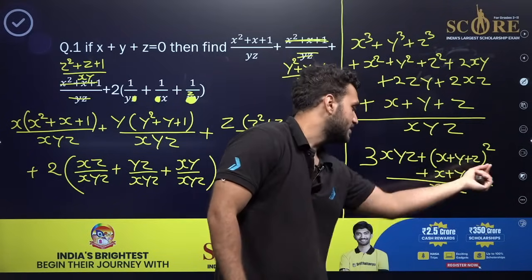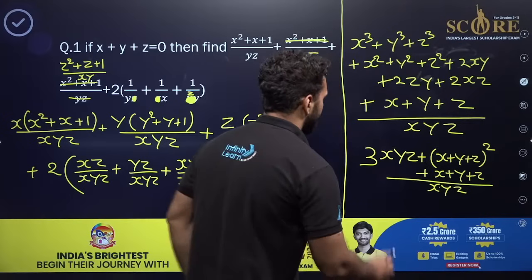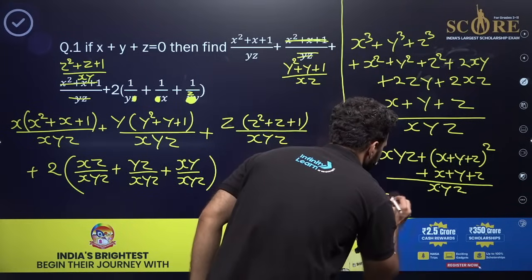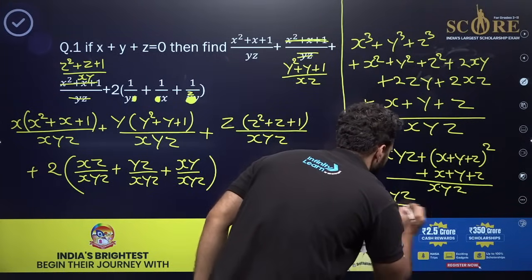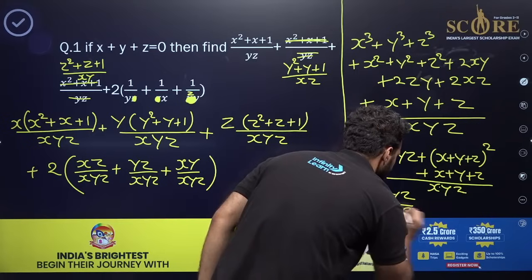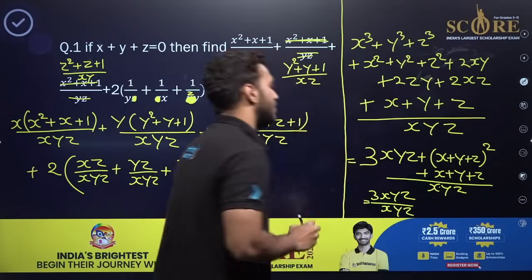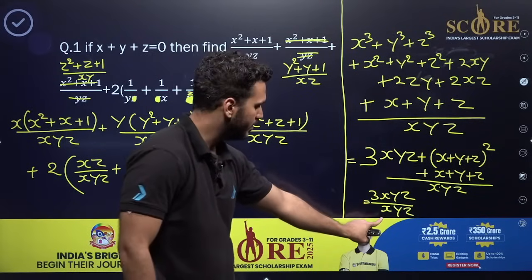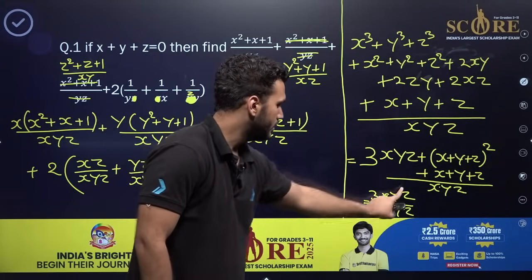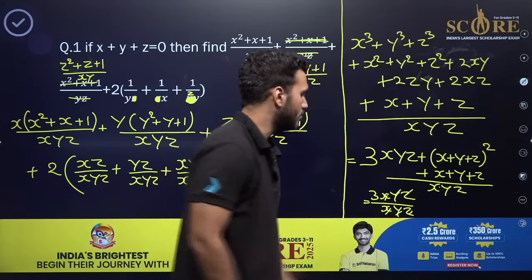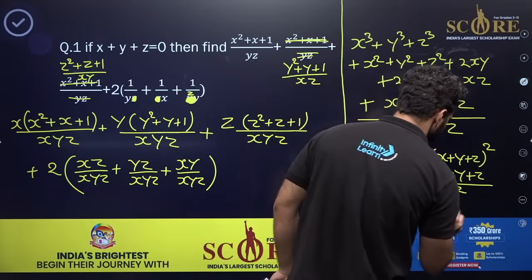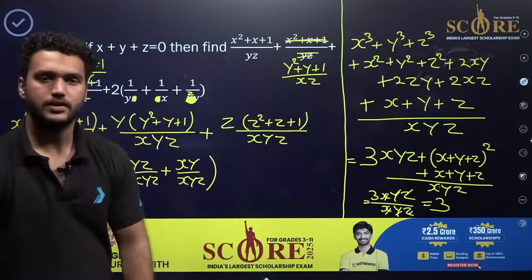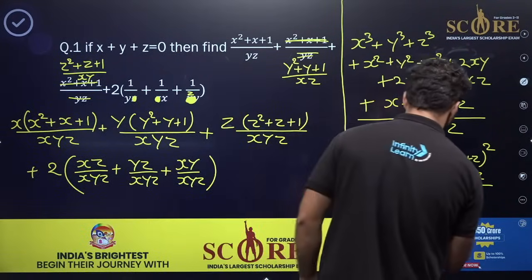x plus y plus z, it is given in the question. What will I be left with? Sir, 3xyz upon xyz. I will be left with only this number, and x, y, z will cut down, this will cut down, this will cut down. I will be left with 3. The answer will be 3. Is it clear, guys?